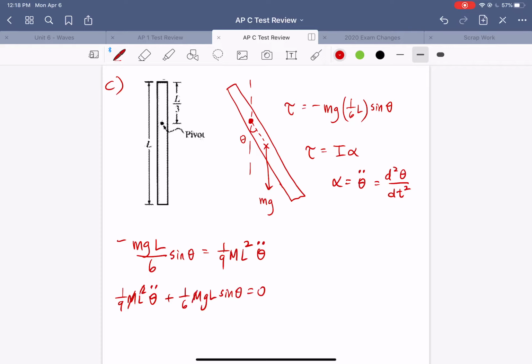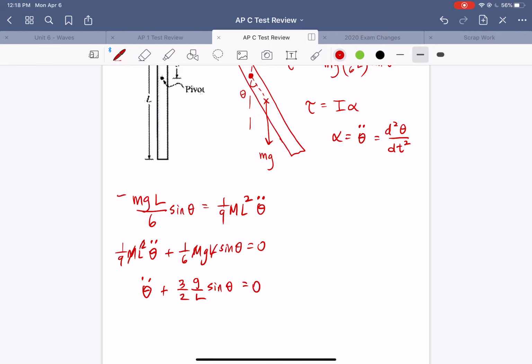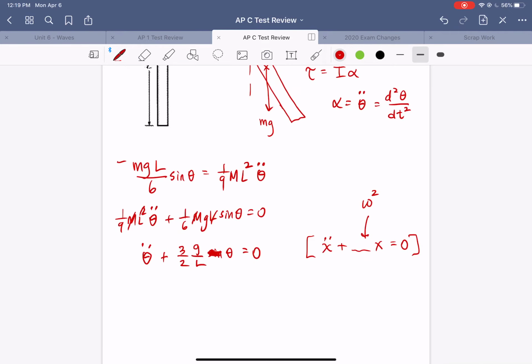I'll cancel m and l, and let's move everything so that I have just theta double dot by itself over here. So this is going to be 3/2, 9/6 times g over L times sine theta equals 0. And then if this is a small angle, the small angle approximation says that sine theta is roughly just theta. So we have an equation that looks like x double dot plus some constant times x equals 0. That's what we saw when we studied simple pendulums, and what we saw was that this constant here is equal to the frequency squared. So the same thing works here.